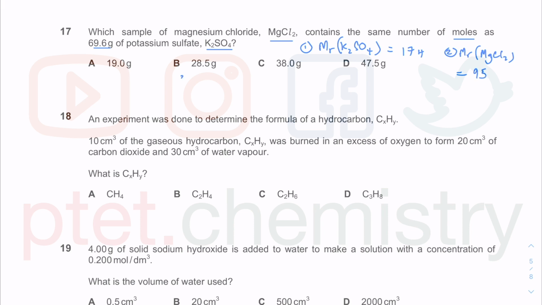So what do I do next? They say same number of moles, so we know the mole of K2SO4 is equal to the mole of MgCl2. On the left hand side, I'll make it the mole of K2SO4, so 69.6 gram of the K2SO4, mass over MR, mass 69.6 gram, MR 174 for the K2SO4. On the right hand side, I want the mass of MgCl2, mass over MR 95.